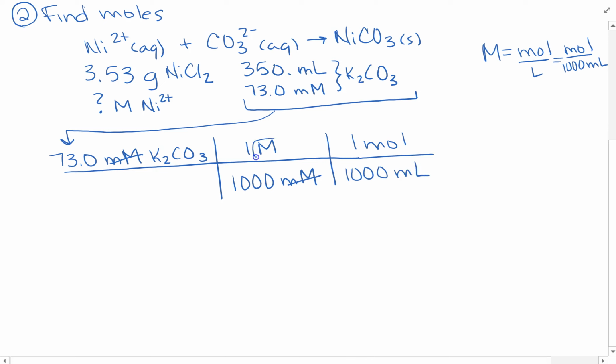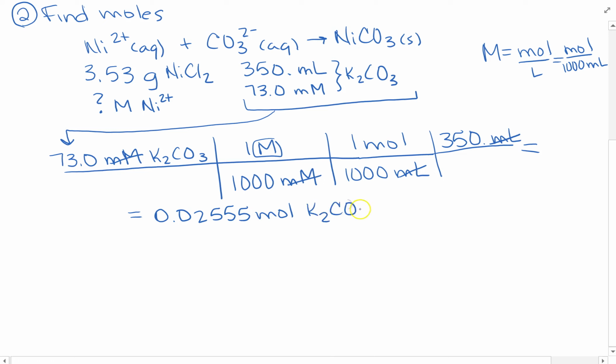So technically this thing is the same as this part right here. And then what else? I just want moles, so the other thing I haven't used yet is the milliliters. I have 350 milliliters, so my milliliters cancel. Now the only thing I have left is moles. So when I do that on my handy dandy little calculator, I get 0.02555 moles of K2CO3.